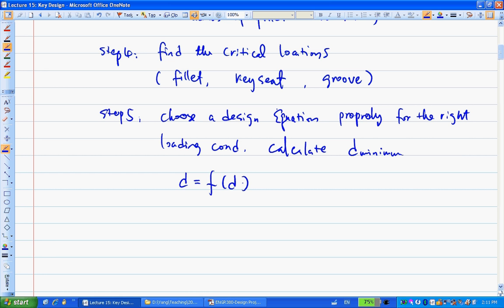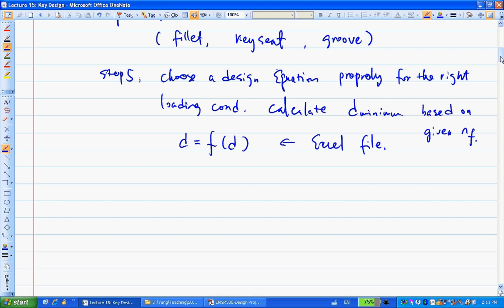And what we do is use Excel for this iterative process. It will converge to a certain value. So check out that Excel file for that example. What you get here is a minimum D, and of course the calculation is based on a given safety factor, n_f. That safety factor in the design project is 2.5, I believe, and that's what you need to use to do your calculation.